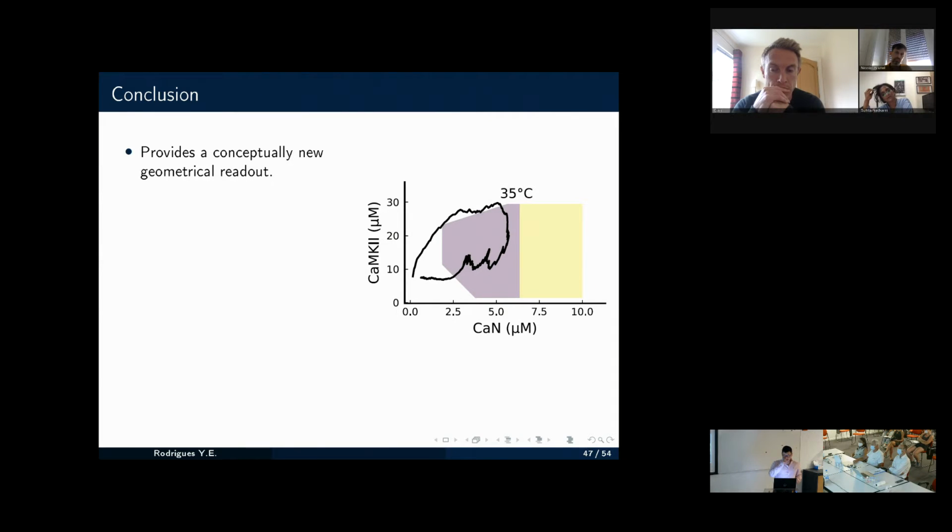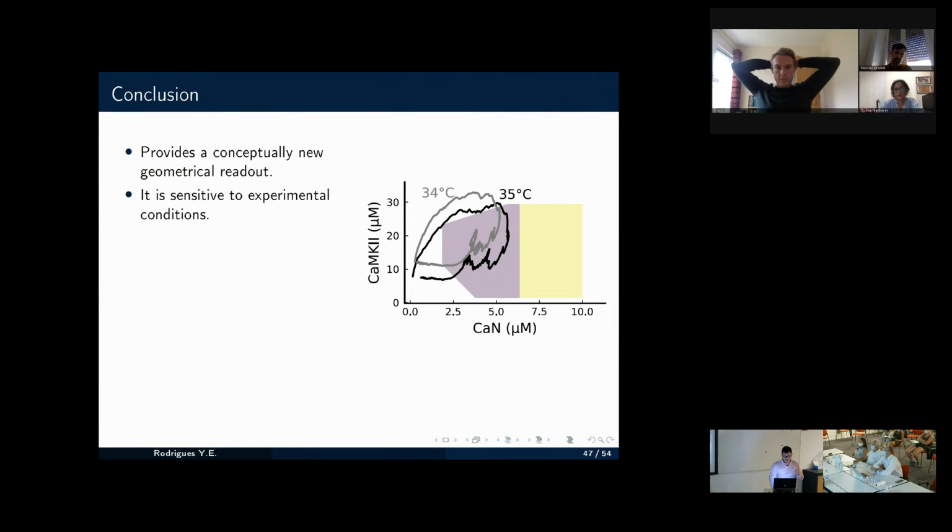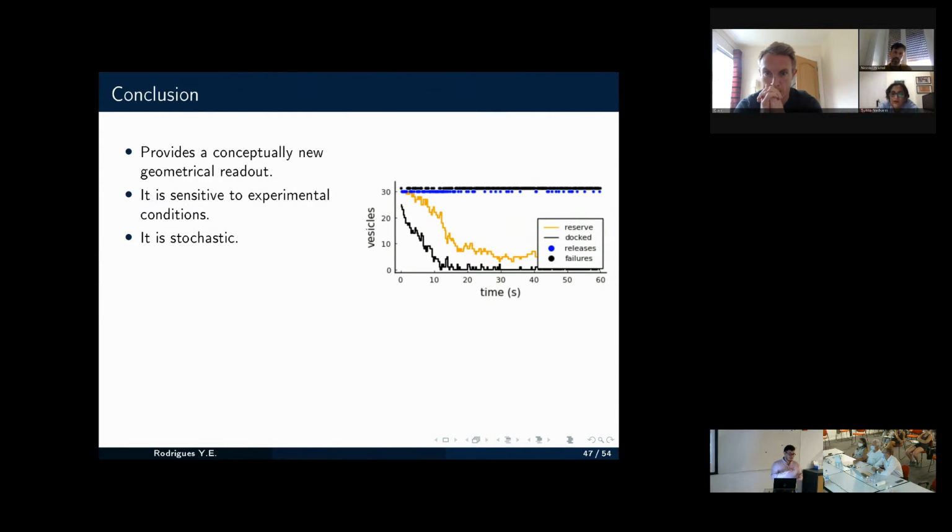So in the conclusions, we see that we can provide a conceptually new geometrical threshold. Right now, we're not talking about a single-dimensional threshold anymore, but a geometrical one. Okay, and we can see how sensitive it is to experimental conditions. For instance, if you increase 1 degree, you have this small shift. If you decrease 1 degree, you have this small shift. If you increase 1 degree, you have this different shift. Okay, and also you have a stochastic model. The stochastic model is much closer to the nature of dendritic spines that are very small. Okay, so this is not something that you see every day in plasticity models.